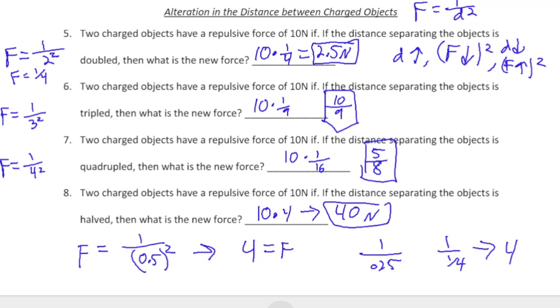The takeaway here is that when we manipulate our equation and we want to figure out what happens when we change just charge or just distance, we need to remember that force and distance have an inverse square relationship, meaning as distance increases, force is going to decrease squared. As distance decreases, force is going to increase squared. At the very least, you just got to remember that when we increase our distance, we're going to feel less force. And when we decrease our distance, meaning that these charges get closer together, they're going to feel more force.